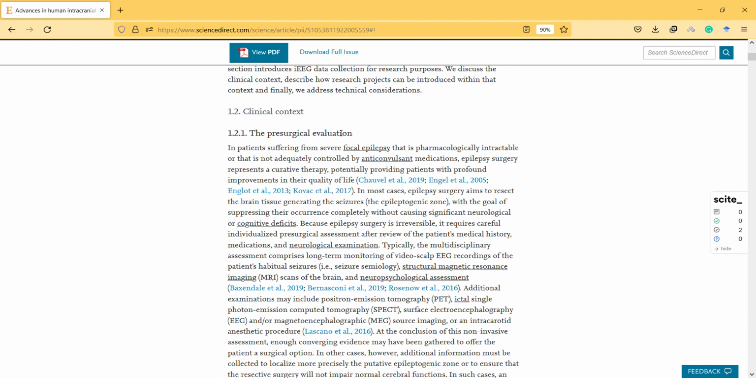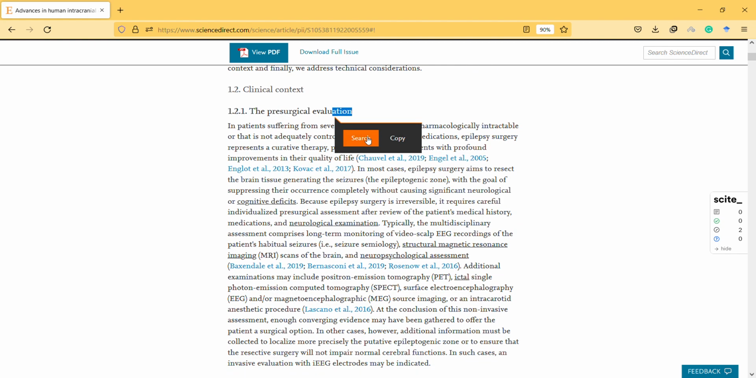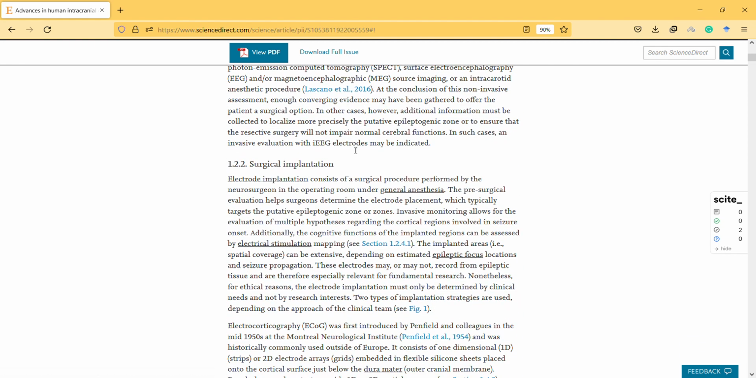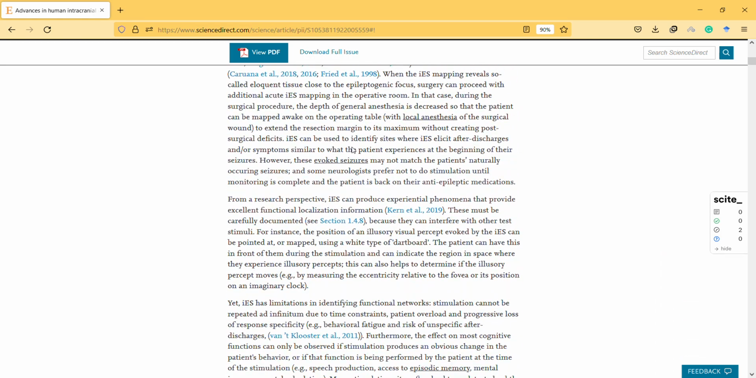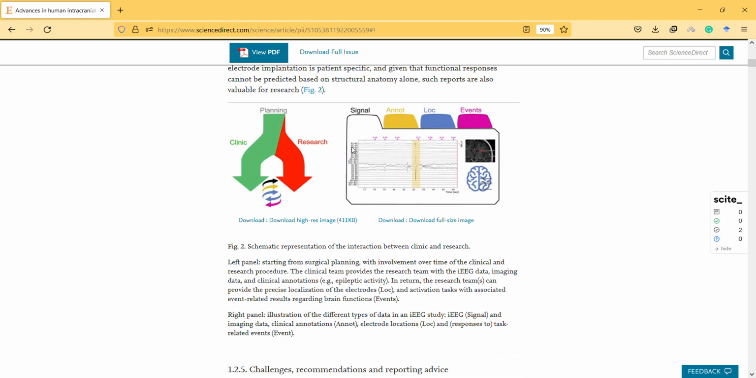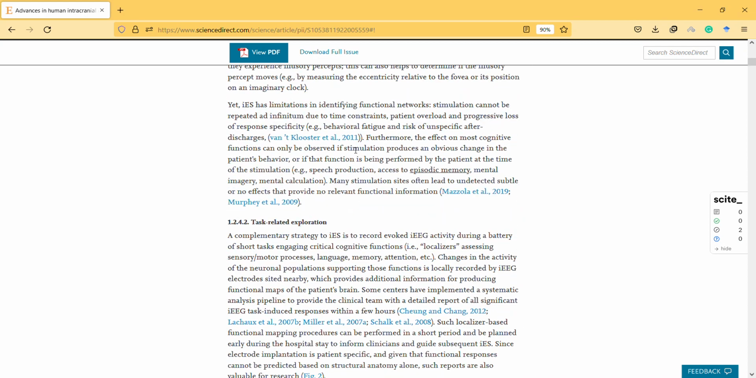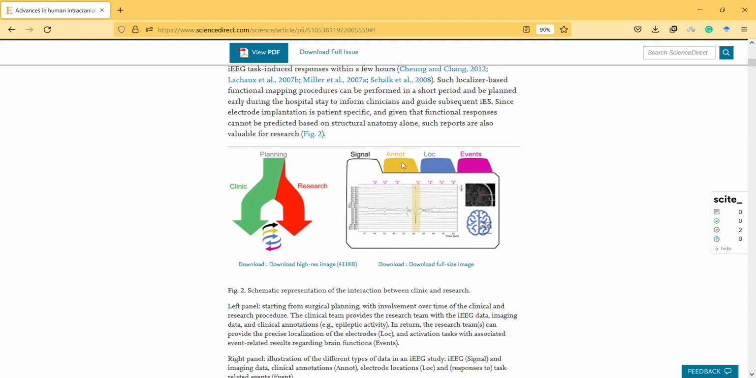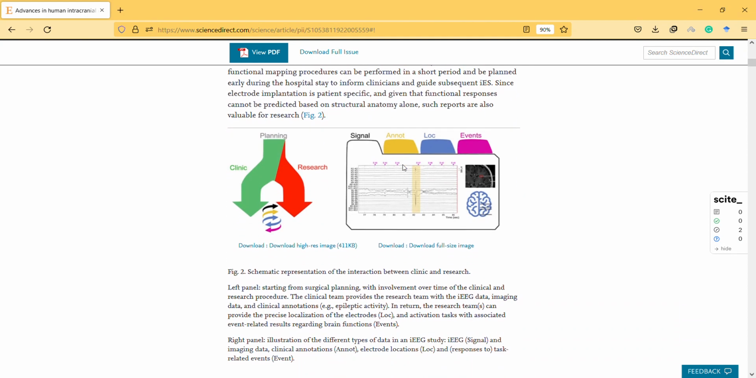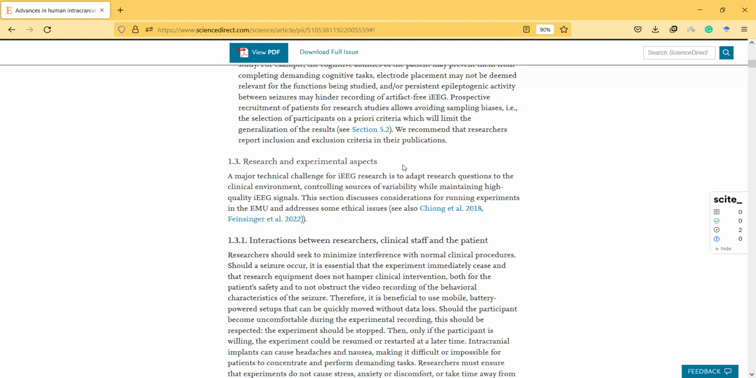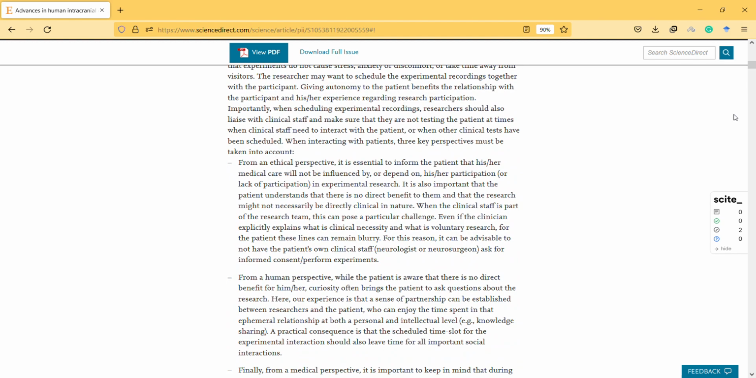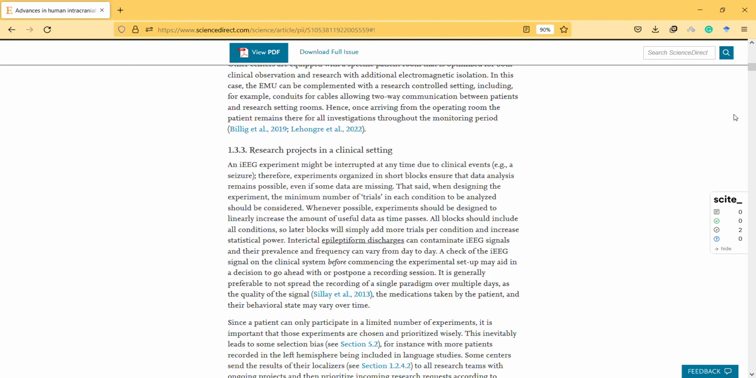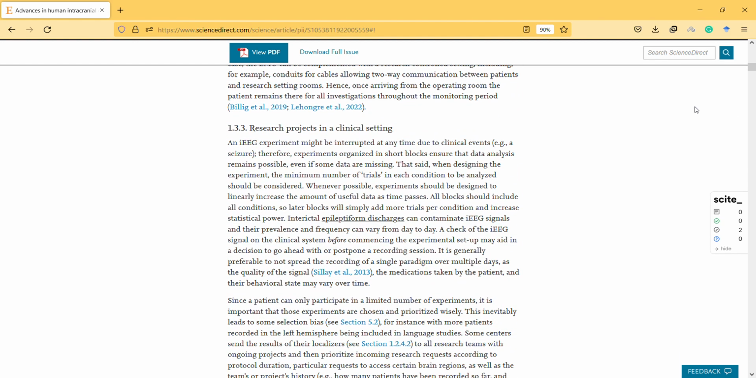The pre-surgical evaluation, surgical implantation, clinical monitoring. So this is part of the task-related exploration section. Challenges, recommendations, and reporting advice. Research projects in a clinical setting.